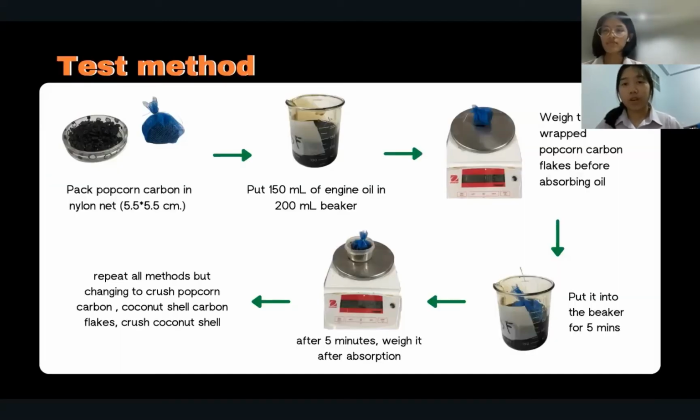We pack popcorn carbon in nylon net, then weigh it before absorbing oil and put 150 milliliters of engine oil in a 200 milliliter beaker. Put the wrapped popcorn carbon into the beaker for 5 minutes. After 5 minutes, we weigh it after absorption and then repeat all the methods but change to crushed popcorn carbon, coconut shell carbon flakes, and crushed coconut shell carbon.